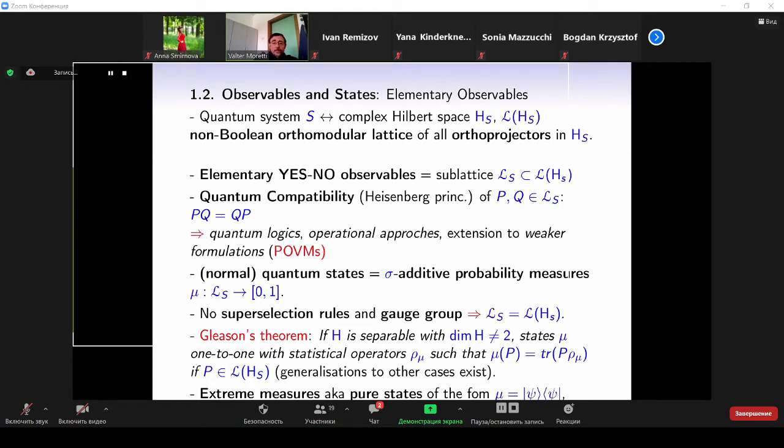Okay, a quantum state in this framework is nothing but a probability measure defined on this lattice of elementary observables. So I will not enter into the details, but this is a map associating each projector with a number in the interval [0, 1], which represents the probability that this property is found to be true if I perform a measurement of it on the system.